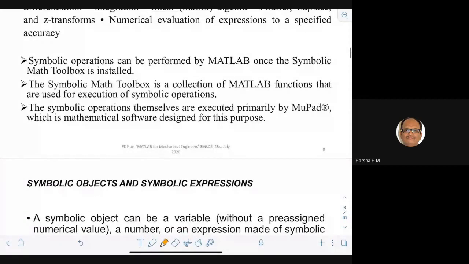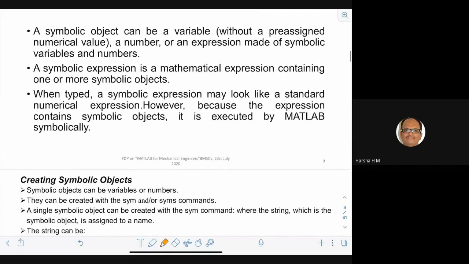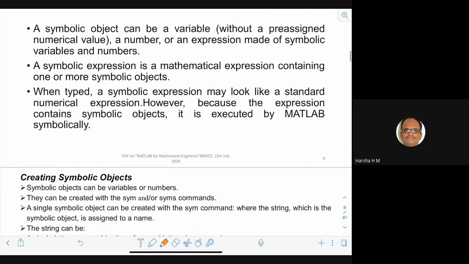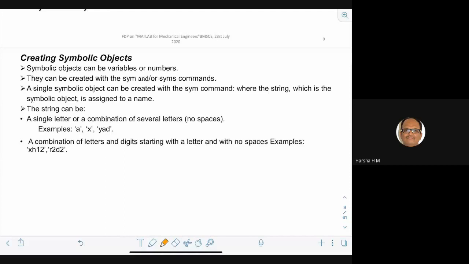And directly coming to the content of this topic today, you can define a symbolic object, which can be a variable, remember. It can be a number or it can be an expression. Okay, so just try to look at this, creating symbolic objects. I told you symbolic objects can be variables or numbers.